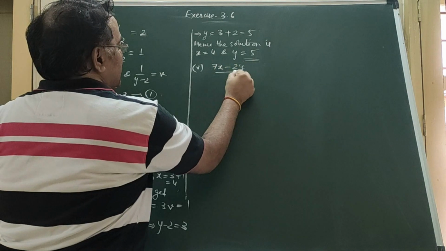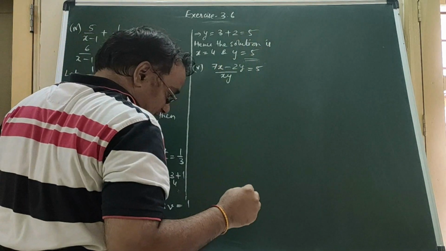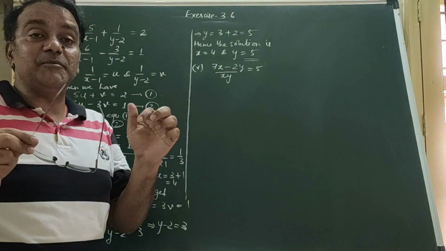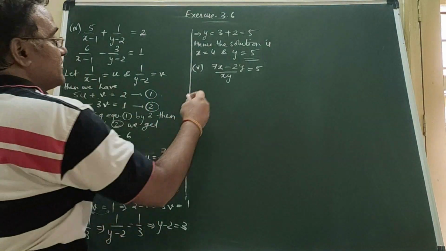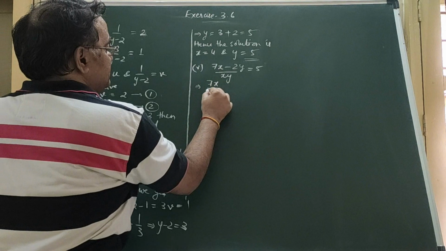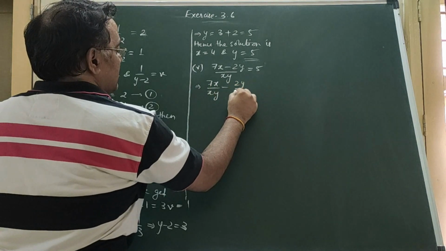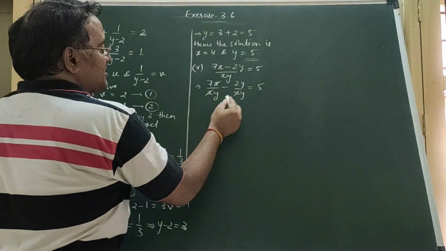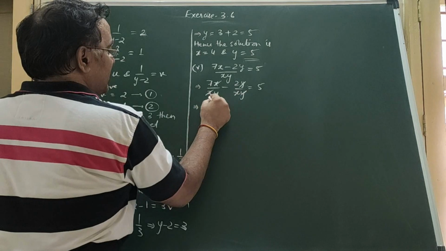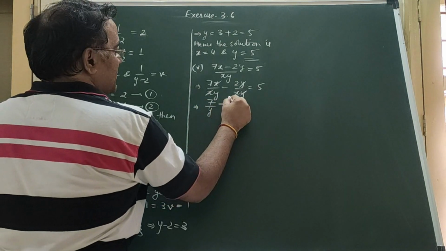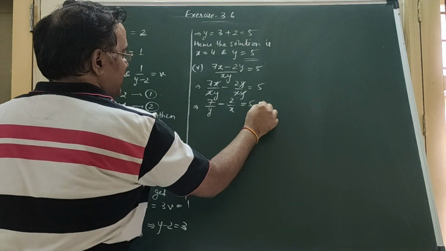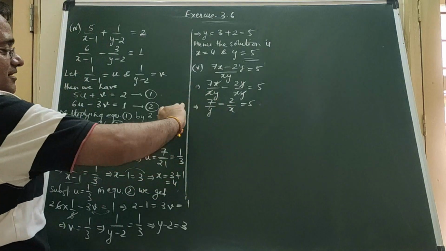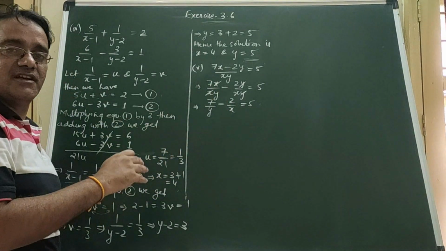7x minus 2y upon xy is equals to 5. Now see, इसमें क्या करेंगे हम लोग, पहले स्प्लिट कर लेंगे. Will split, दोनों को स्प्लिट कर लेंगे. राइट, यहाँ पे x कैंसिल हो जाएगा, यहाँ पे y. So we'll get 7 by y minus 2 by x is equals to 5. Okay. So if you wish, you can rearrange. You can write the x first or y first.